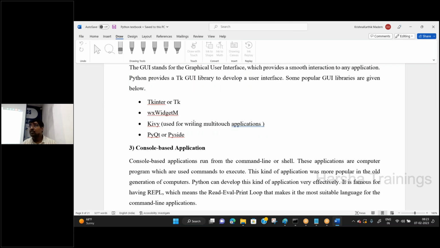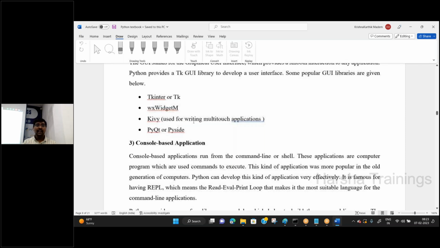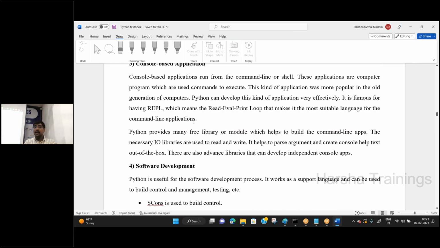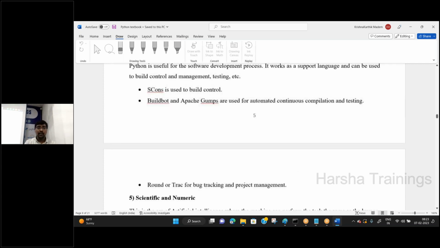What is meant by console? That means simply keyboard. We are entering our information through keyboard, or we are performing the operations by using commands. That is, you hear the word command line arguments. That is commands. Everything is implemented. By using Python, you can develop any type of software.